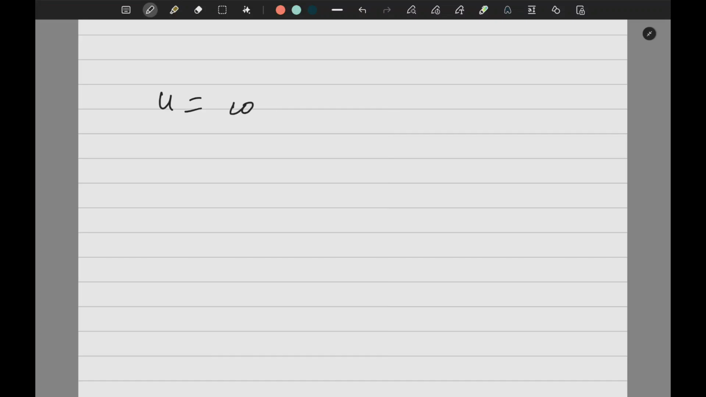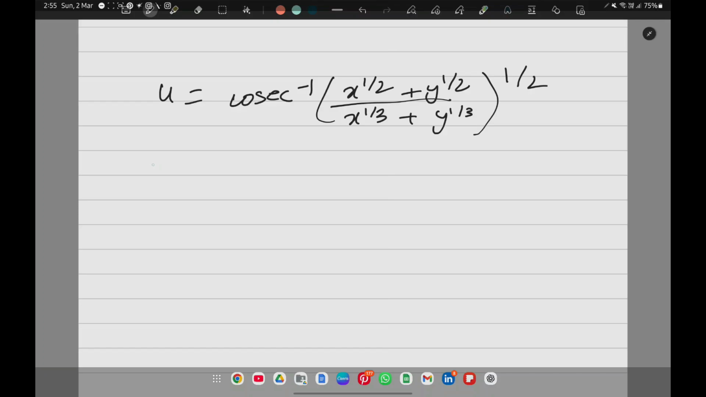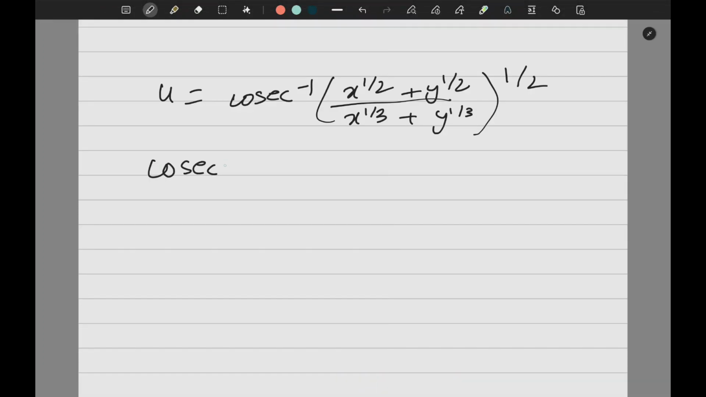u is equal to cosec inverse of ((x to the power 1 by 2 plus y to the power 1 by 2) upon (x to the power 1 by 3 plus y to the power 1 by 3)) whole to the power 1 by 2. Okay. Now see here, cosec u is equal to ((x to the power 1 by 2 plus y to the power 1 by 2) upon (x to the power 1 by 3 plus y to the power 1 by 3)) to the power 1 by 2.